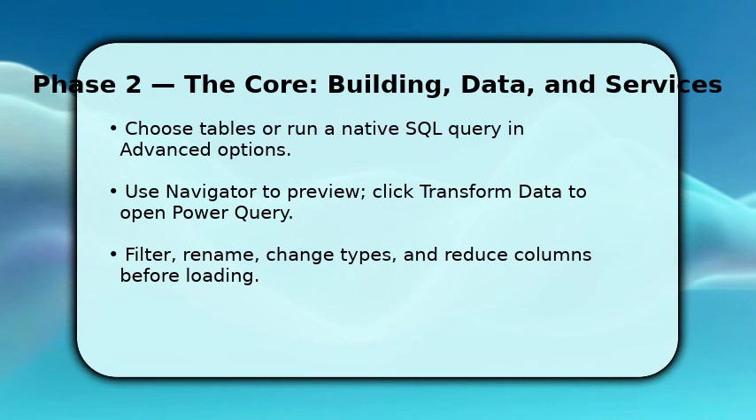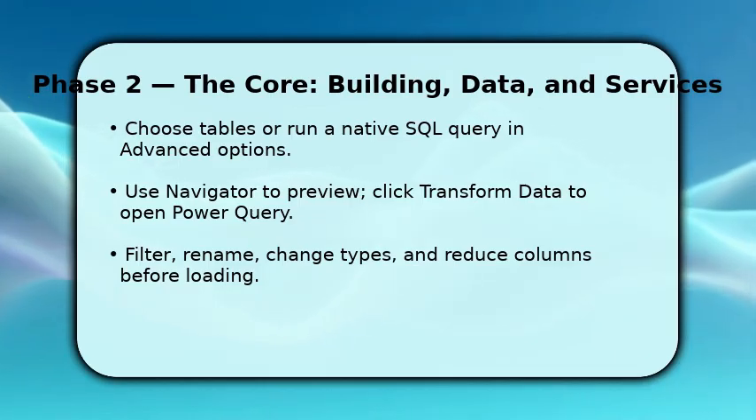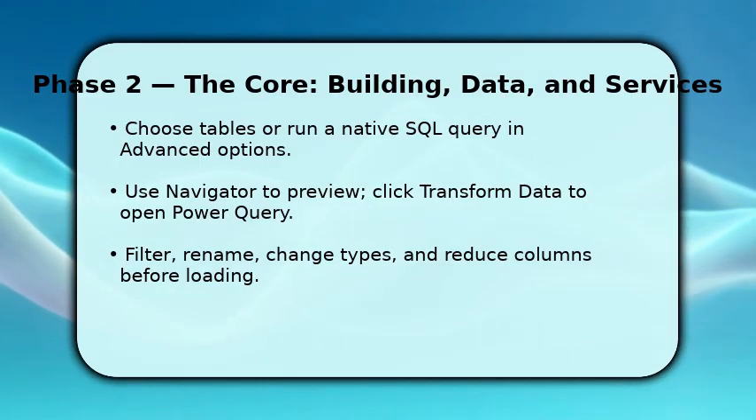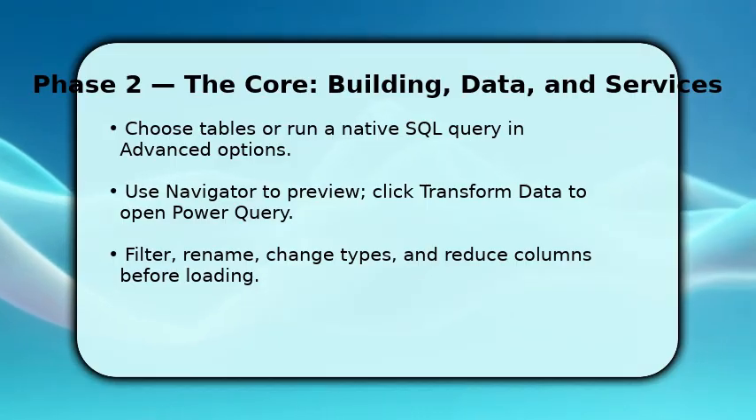Once you connect, the navigator shows available tables and views. Pick those you need and click Transform Data to open Power Query. In Power Query, you filter rows, remove unnecessary columns, and set correct data types. This reduces model size and speeds reports.